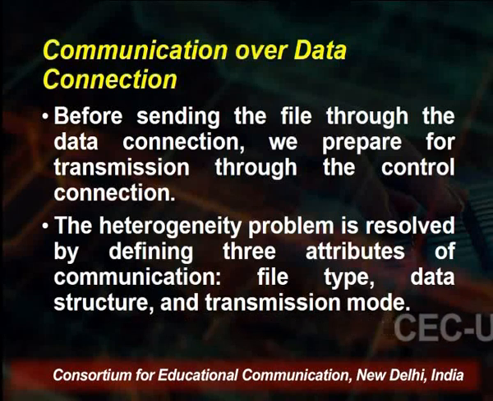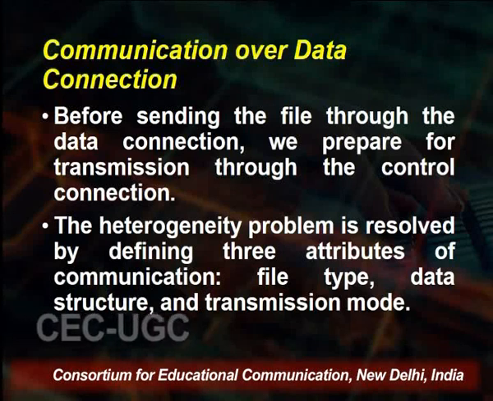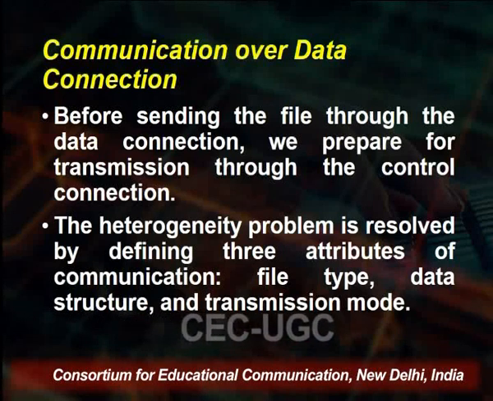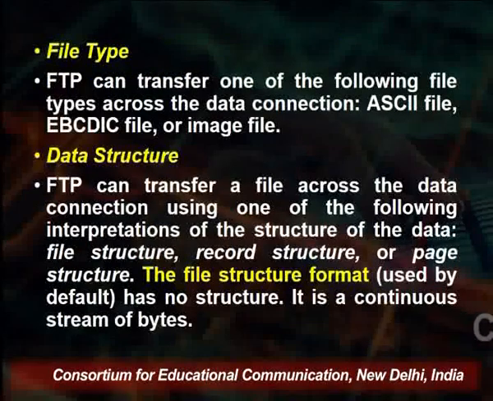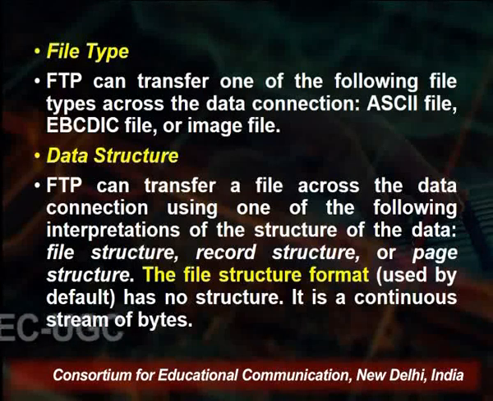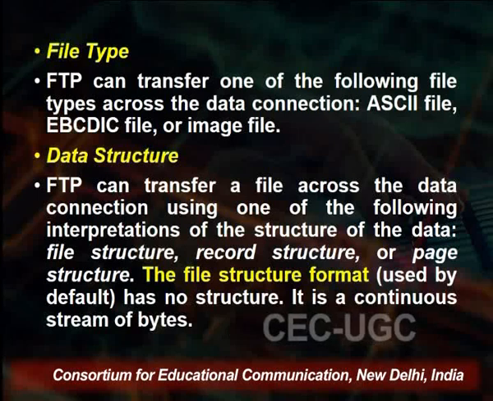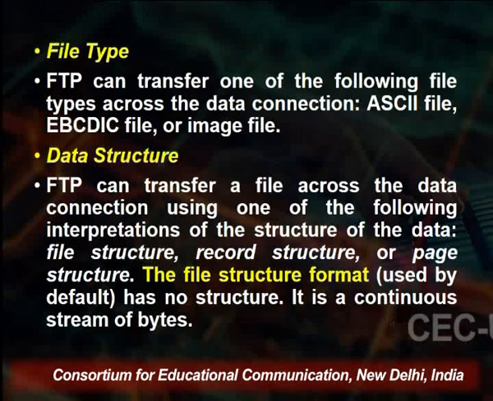On the internet, the problem of heterogeneity is resolved when you have these three types of attributes, that is the type, the structure and the transmission mode of the data communication. Now, when we say file type, it could be an ASCII file, it could be an image file, it could be an extended binary coded decimal (EBCDIC) file.